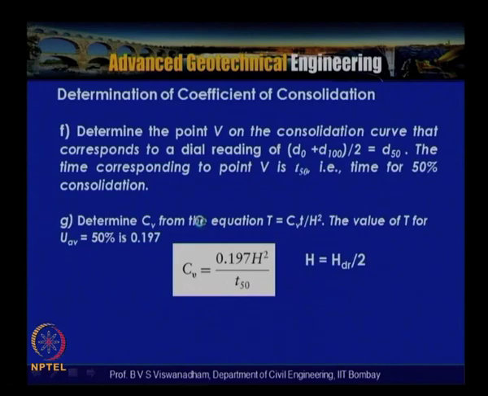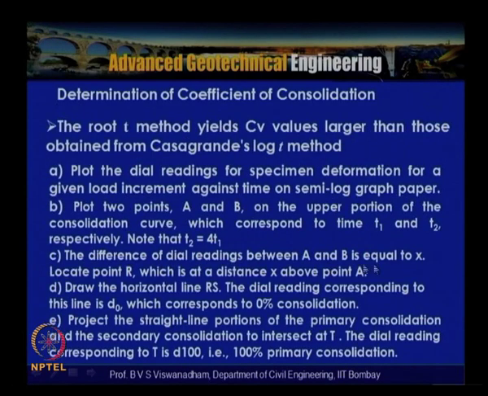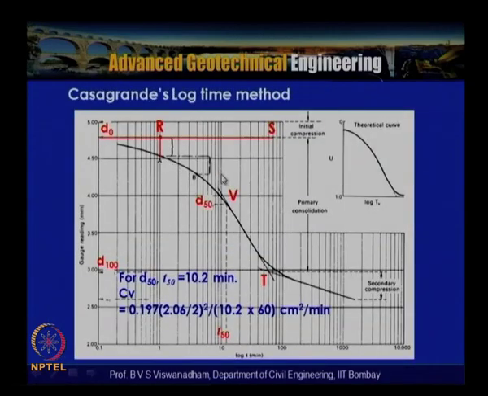After having done that, the difference in dial readings between A and B is equal to X, and so we have to locate point R, which is at a distance X above point A. Let us say the dial gauge vertical compression readings between A and B differ by X, and above A, another X to locate point R. Here you see some initial compression, the primary consolidation region, and the secondary compression or secondary consolidation region.